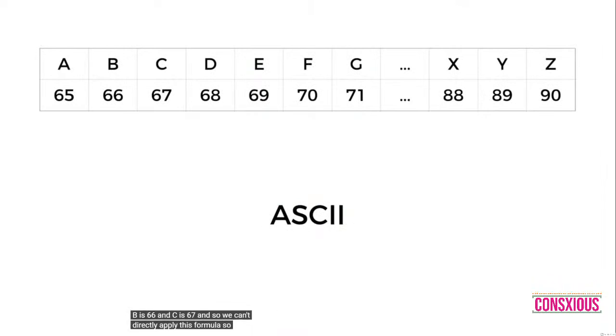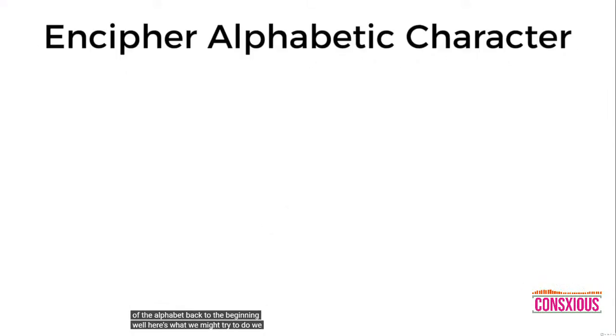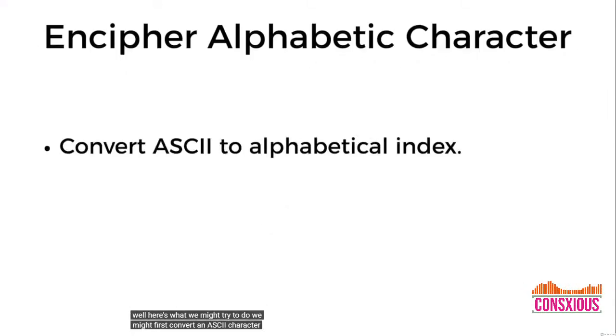and so we can't directly apply this formula. So, what do we need to do in order to take an ASCII character and shift it by a certain amount while still preserving this wraparound effect of going from the end of the alphabet back to the beginning? Well, here's what we might try to do. We might first convert an ASCII character to its alphabetical index, so that capital A becomes the number 0, for example, and capital B becomes the number 1. And you might want to think about what math you could do to make that work.